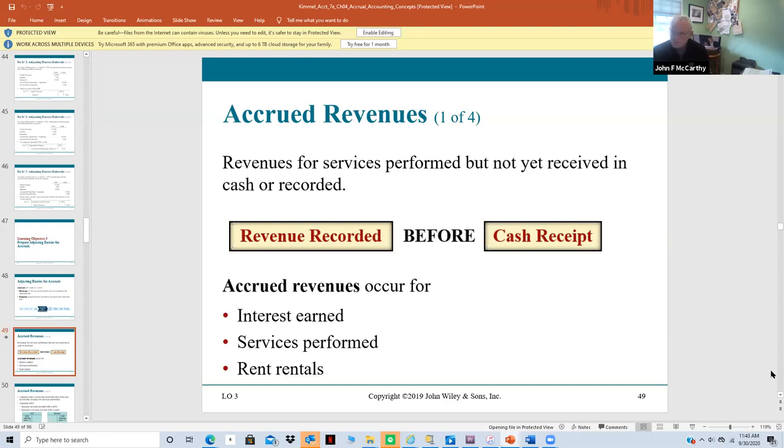On interest earned, if you loan money to someone, maybe you only collect interest once or twice a year, every 6 months or once a year. So therefore, every month you're earning interest, but you're not billing them, right? So you have to take a month's worth of interest every month. And we'll pass on rent, it's the same idea.